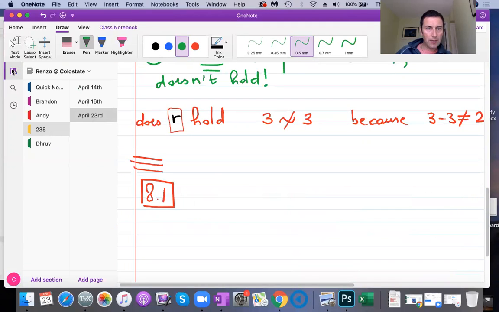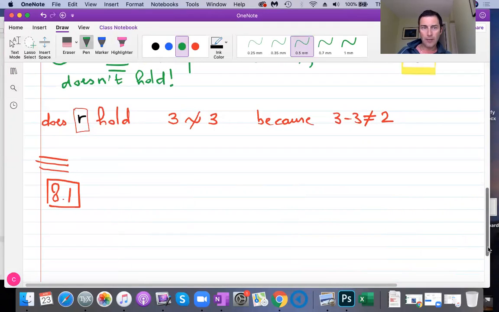Okay, so let me see if I can reset this thing so it doesn't slide. Okay, it erased everything. Great.